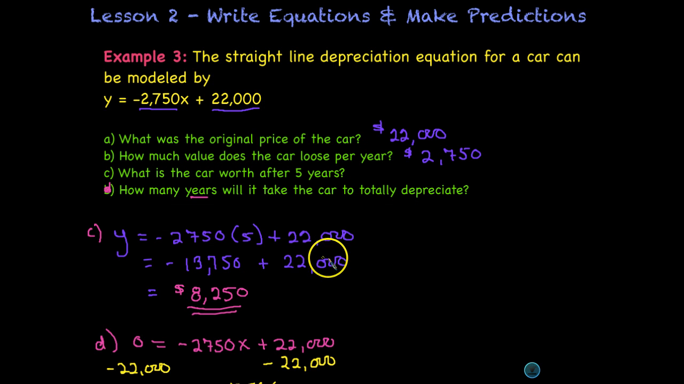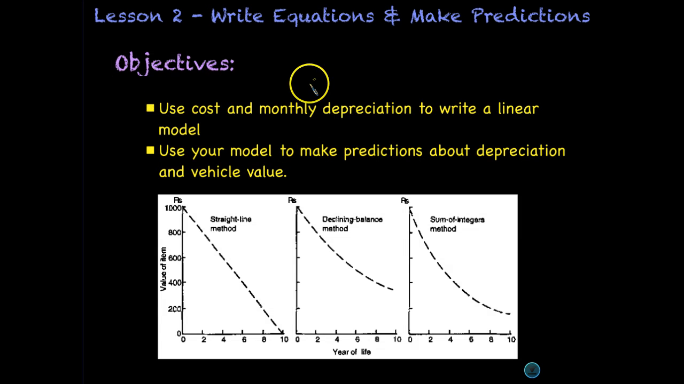All right, that is the end of lesson 2. So hopefully, at this point, if we look at our objectives, you can use the cost and calculate the monthly depreciation from last lesson in order to write a linear model to represent our car value. And then you can use your model to make predictions about depreciation and vehicle value.